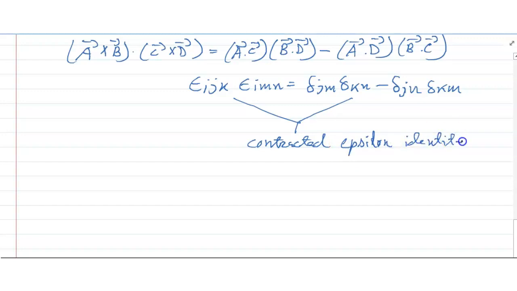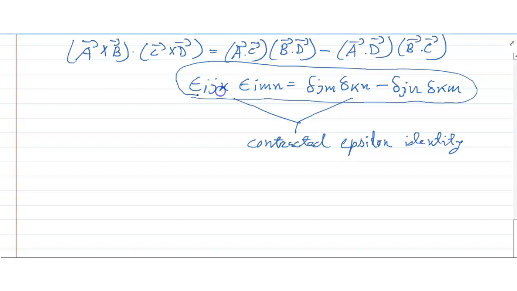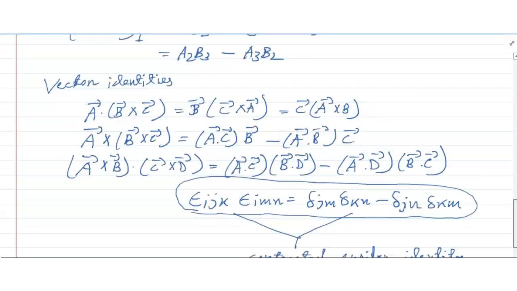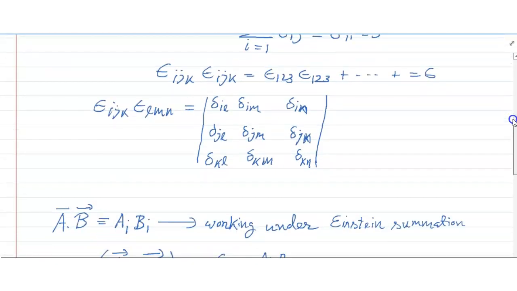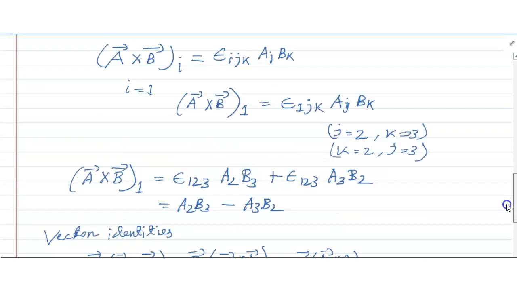This is a very, very important formula, friends. Epsilon ijk, epsilon imn equals del jm del kn minus del jn del km. With the help of this equation I can easily find this formula.